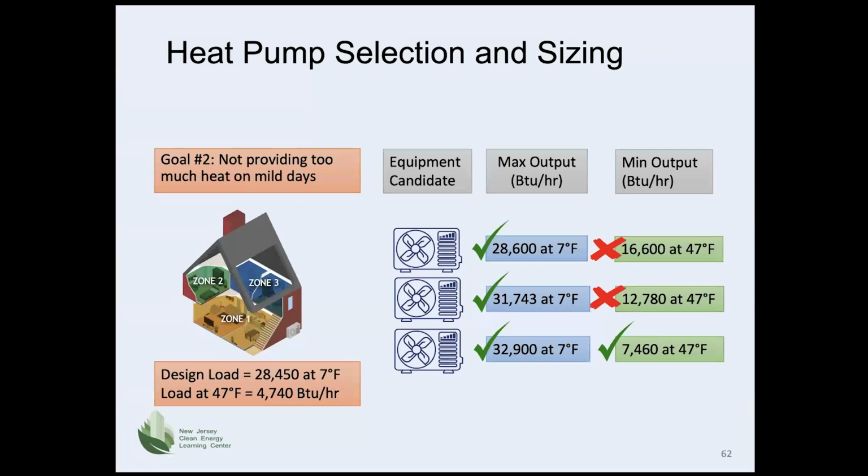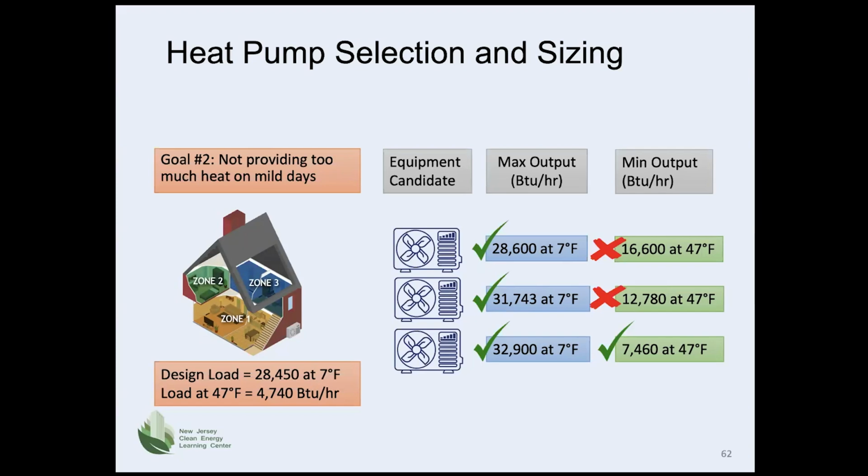So goal number 2, then, besides meeting the load, is not providing too much heat on mild days. So we've already looked at the 31,743 BTU unit at 7 degrees, but there's 2 other offerings that are close to that. One at 28,600, but its output on warm days can only go down to 16,600. So that's not even a 2-to-1 turn down ratio. So we can eliminate that one as a choice.